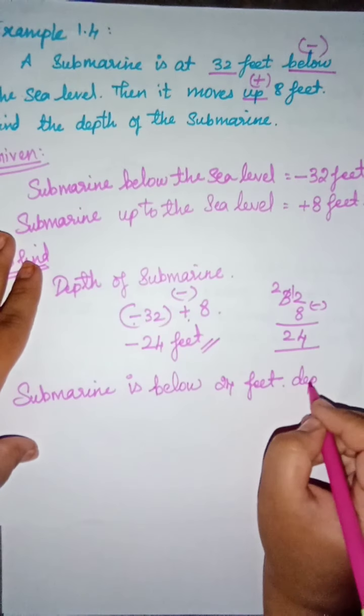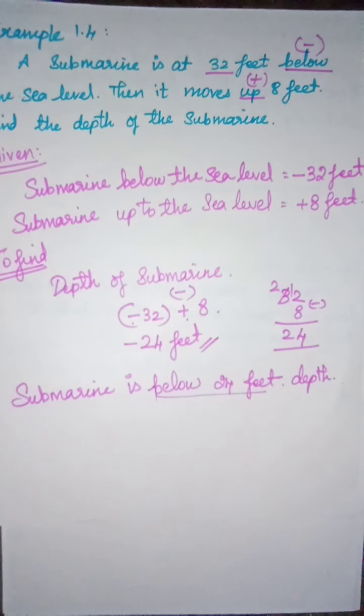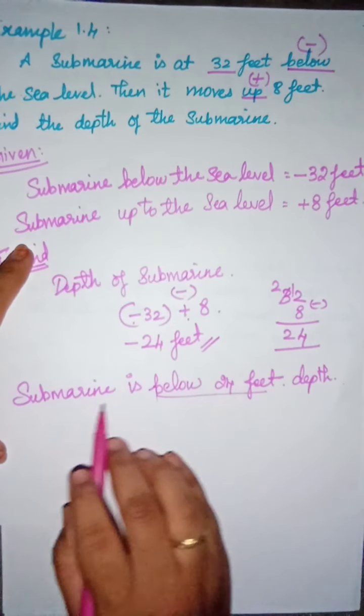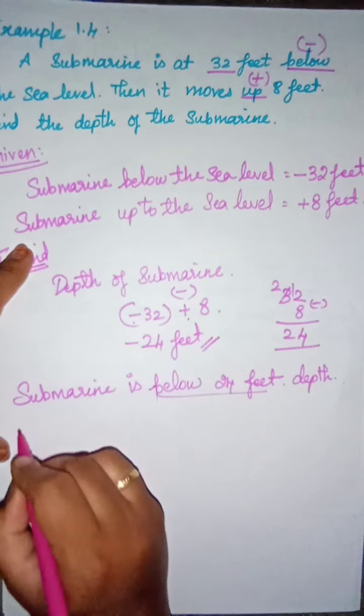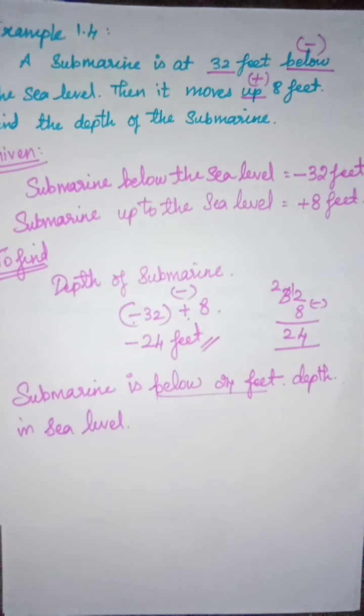Okay, depth. Clear? So we have to mention "below" there. Why? Because the answer is in negative form. The negative form shows that it is below. If it is an addition, it shows that it is above the sea level. The depth of the submarine is below 24 feet, below sea level. Okay, do you understand? Addition means up, below means negative form. Okay, keep it in mind.